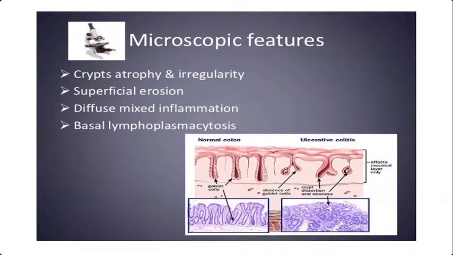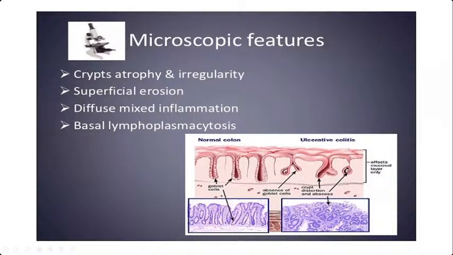So microscopic features, you have crypts. Crypts undergo atrophy, as you can see in this schematic representation. So these are the usual long crypts, but with chronic destruction, they undergo shortening and narrowing. There is erosion on the surface. The crypts are distorted. And in active disease, you have crypt abscesses.